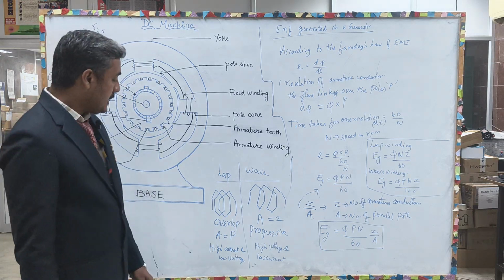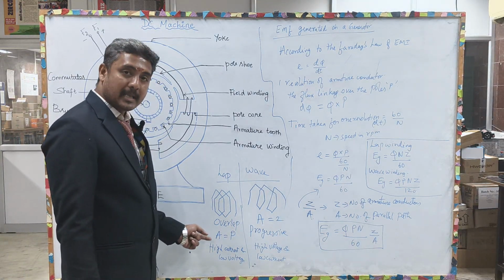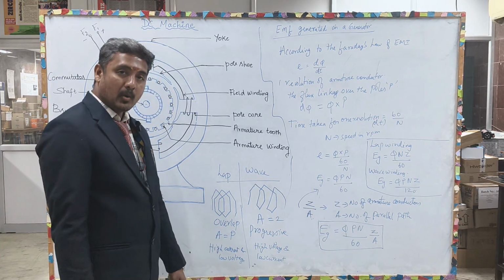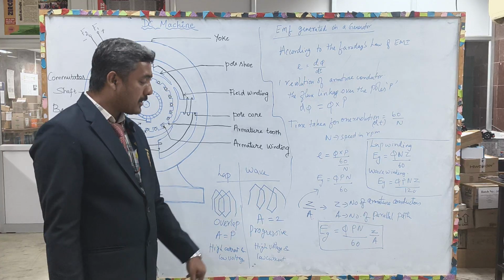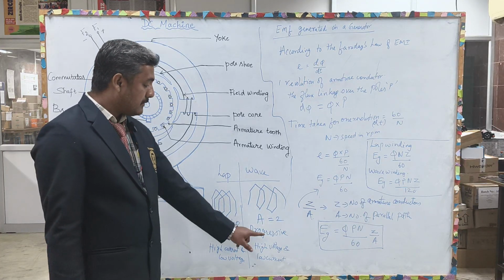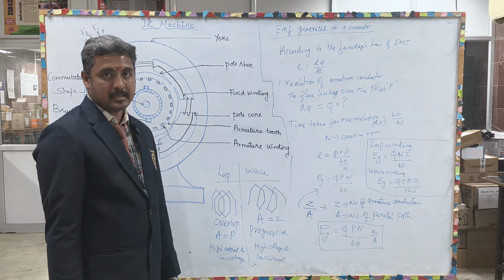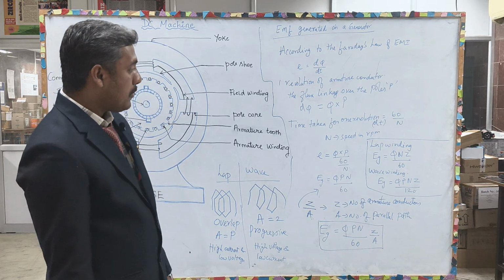If the armature winding is lap winding, then it will be a high current and low voltage device, and if you have a wave winding, it can withstand high voltage and low current. Okay.